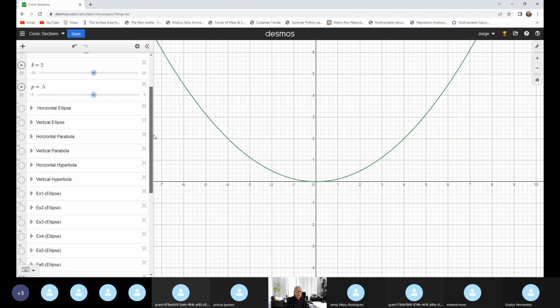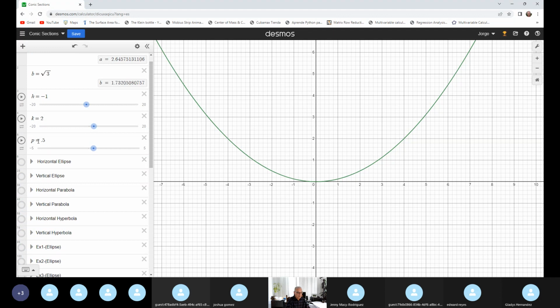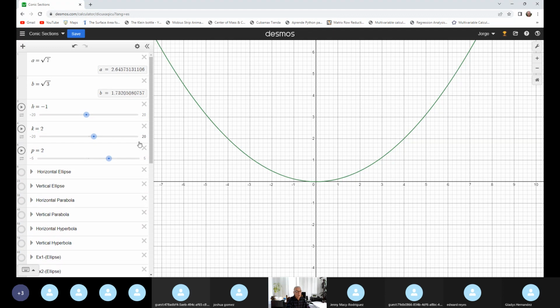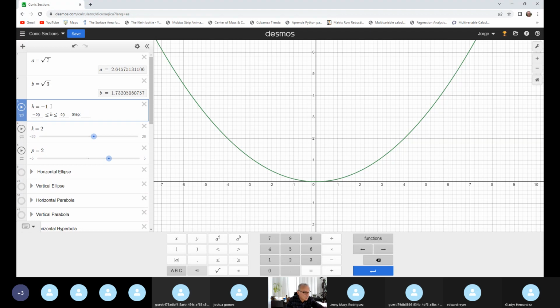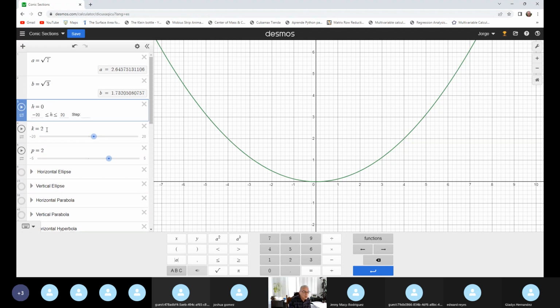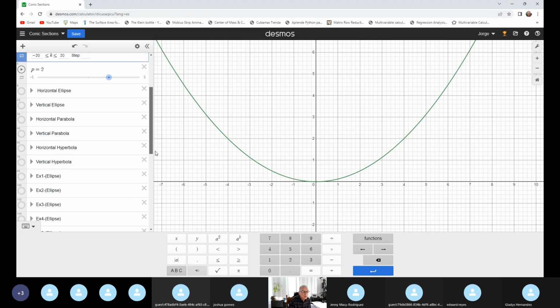Now you fix p. p in our example is 2. Move the slider or type it directly on the parameter, 2. And the center, no center, sorry, the vertex is located at the point 0, 0. So h and k both are 0. p is 2, and we are talking about a vertical parabola.